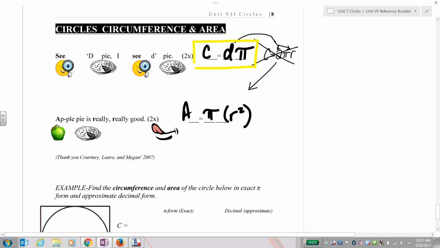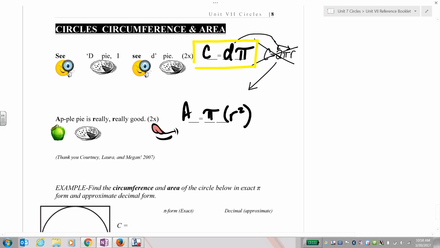All right, now here's the test of the truly invested student. Sing with me. C equals D pi, I see D pi. Apple pie is really, really good.